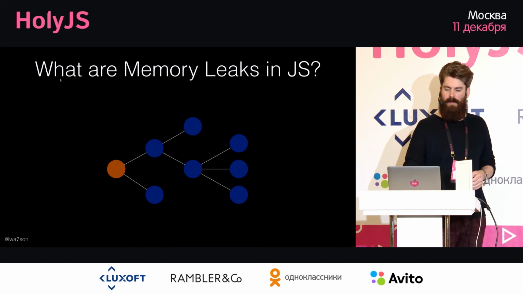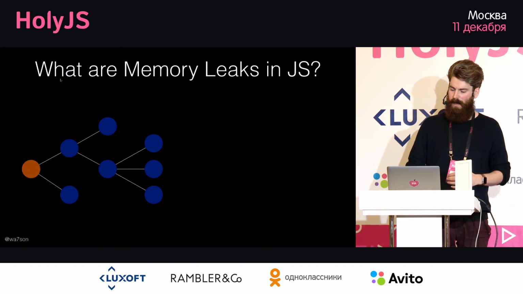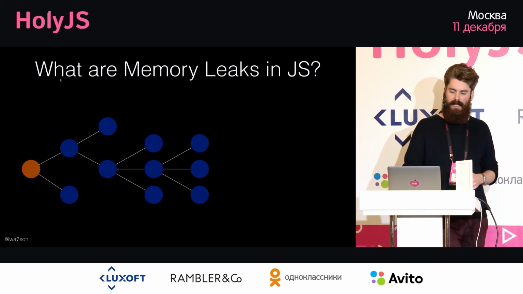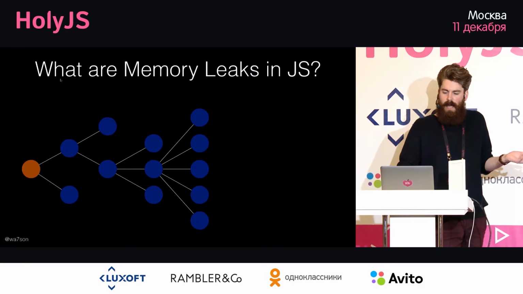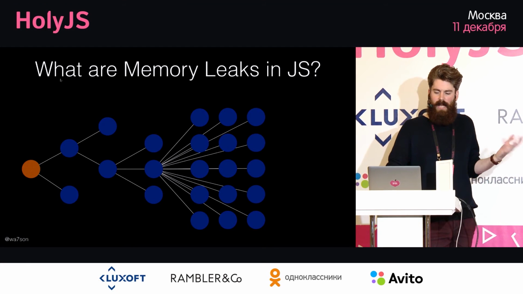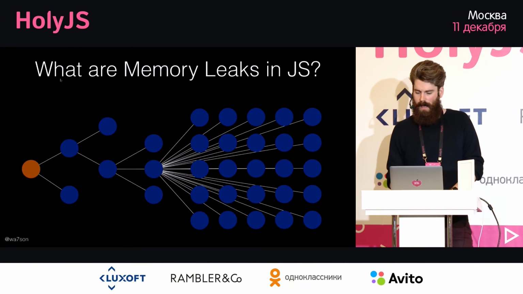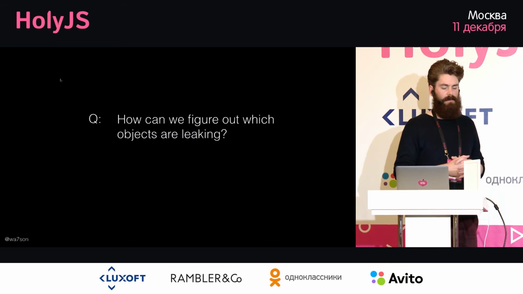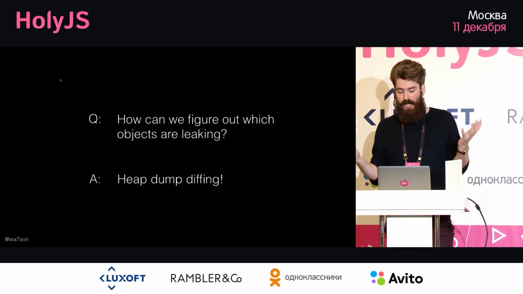So that's good. That's not a memory leak. What is a memory leak, on the other hand, is if, let's say, we are adding some kind of object to another object, looks like this, but then we keep adding these objects and we forget to clean the old ones up. Maybe we only want the last one. And as time goes on, the memory usage of our node application just grows. So the question is, how can we figure out which objects are leaking? And the answer is, again, heap dump diffing.